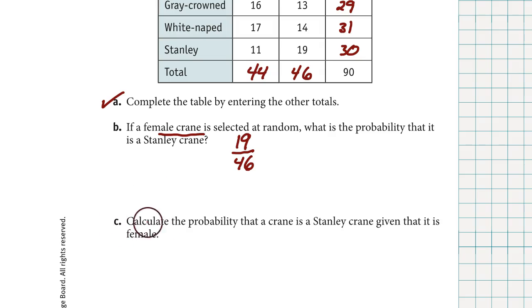Now question C. Calculate the probability that a crane is a Stanley crane given that it is female. This is really just another way of asking what was asked in B. If we know that the crane is female to begin with, then our denominator is 46. It's not the larger number 90. And the chance that it's a Stanley crane was 19 out of the 46.